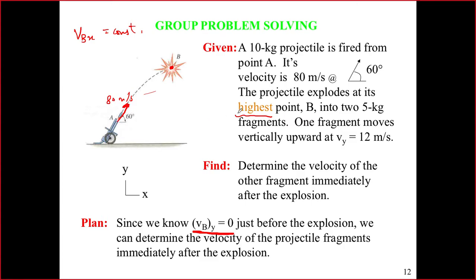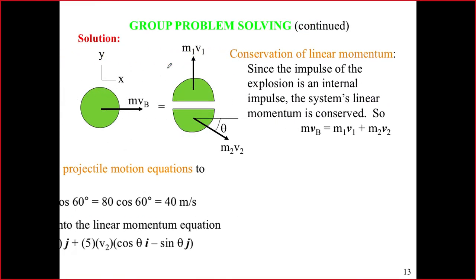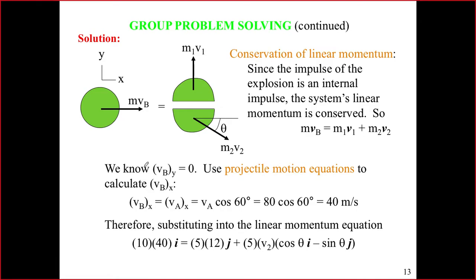Because it's projectile motion, the only acceleration is in the y direction. So at this point B, it has no horizontal acceleration, which I can find. Let me find that. So exactly right. vbx is just going to be whatever its horizontal velocity was initially, and that's just 80 cos 60. So I get this 40 meters per second.